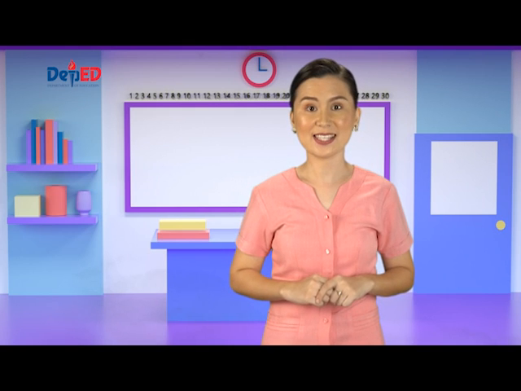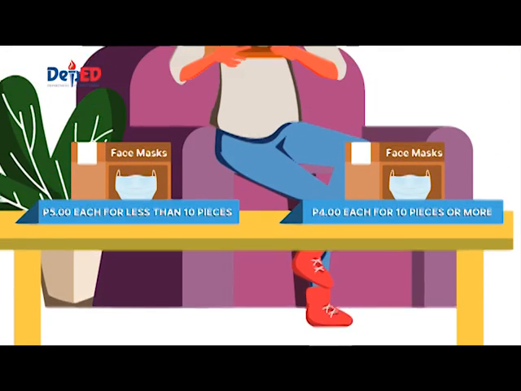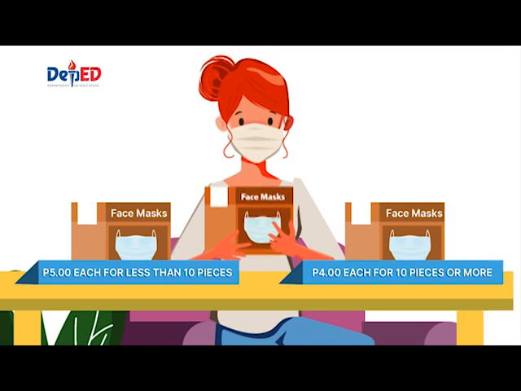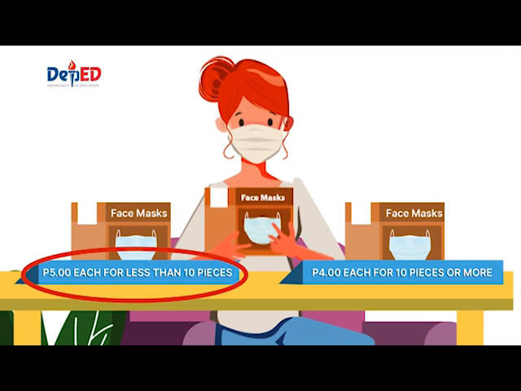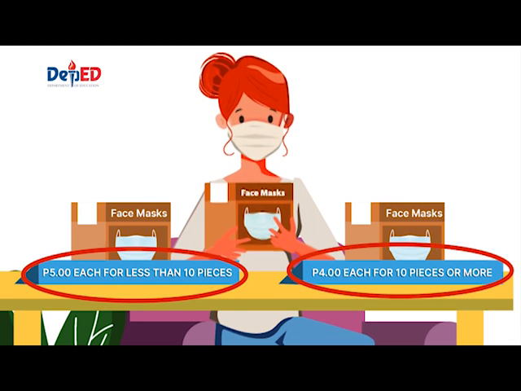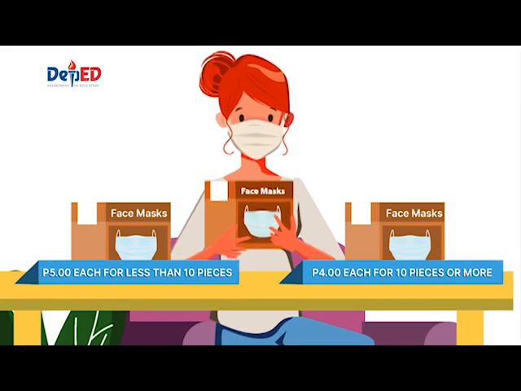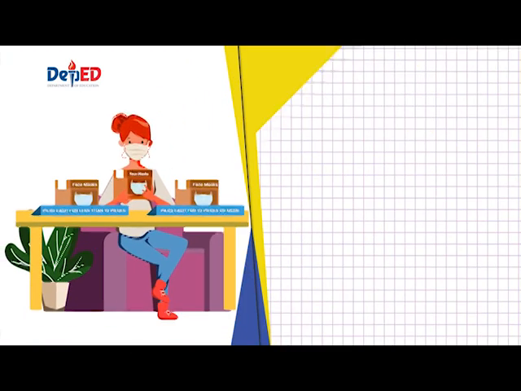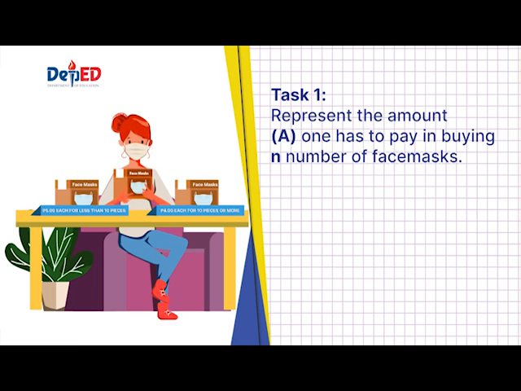Can we try this? Suppose the amount of face mask that Lena sells costs 5 pesos each for a purchase of less than 10 pieces and 4 pesos for 10 pieces and above. Again, we have two tasks. First is to represent the amount one has to pay in buying n number of face masks.